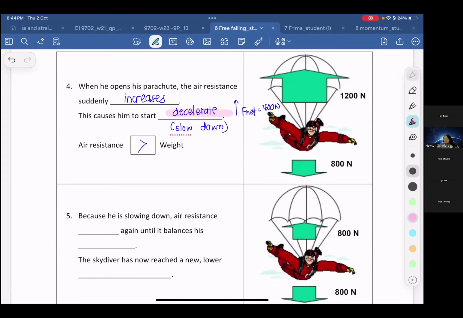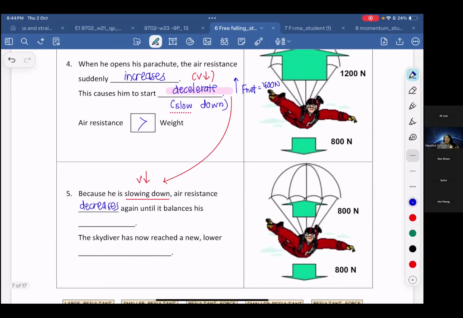decelerate means what? It means that your speed decreases. If your speed decreases, it is slowing down. Air resistance will increase or decrease? Since it is slowing down, speed decreases, so air resistance will also decrease. That's why you see it decrease until at a certain moment it balances with your weight again.